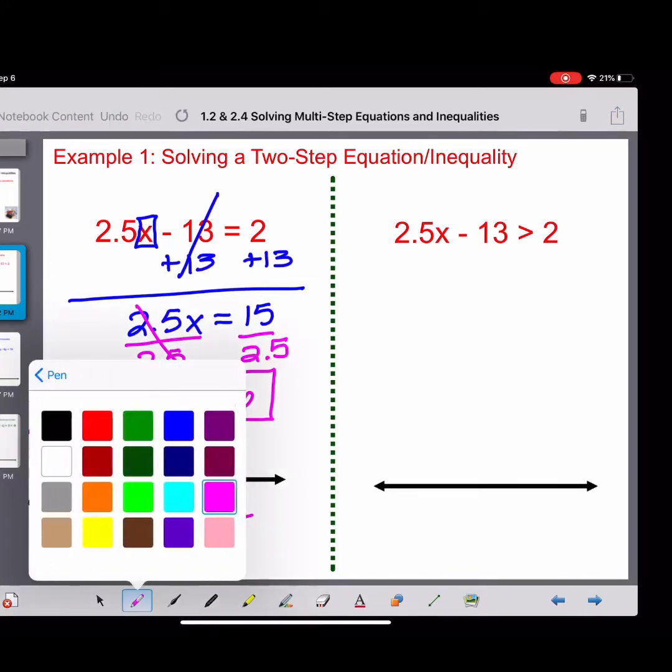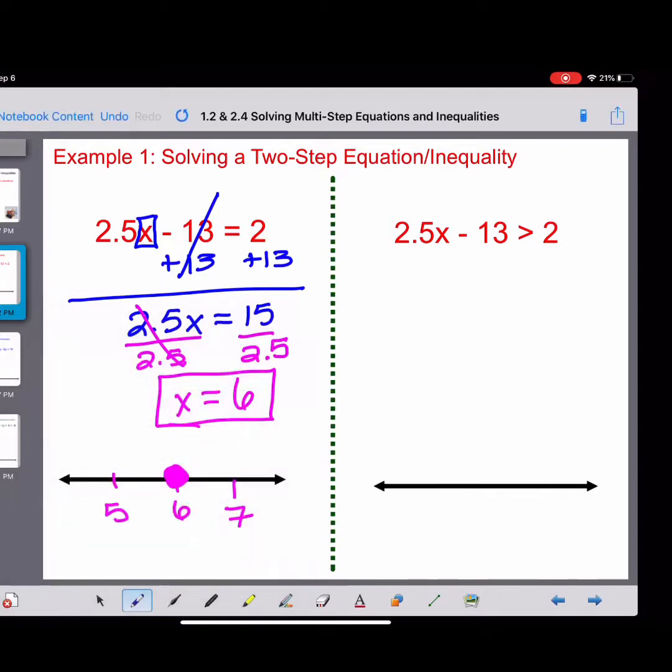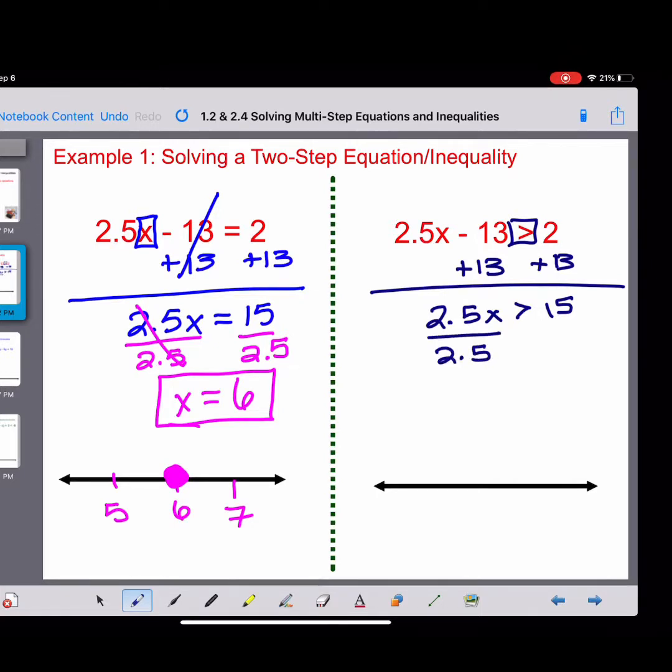Now, when we solve inequalities, the process is exactly the same. I'm going to start by adding 13 to both sides. So 2.5x is now greater than 15 since the inequality changed. And then the opposite of multiplying is dividing. I do not have to flip the inequality because the value that I am dividing by is positive. So it remains the same, and x is greater than 6 is my final solution.